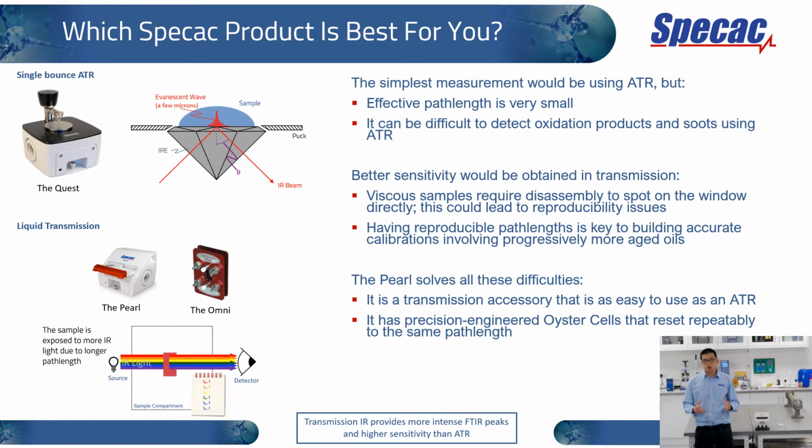The Pearl utilizes a transmission technique and it's very easy to use, just as easy as the ATR technique. And it does so by using precision engineered oyster cells that reset the repeatability to the same path length. And so the Pearl solves the issue of not having enough sensitivity, so it increases the intensity of the spectra, and it also allows you to analyze your viscous sample without dilution.